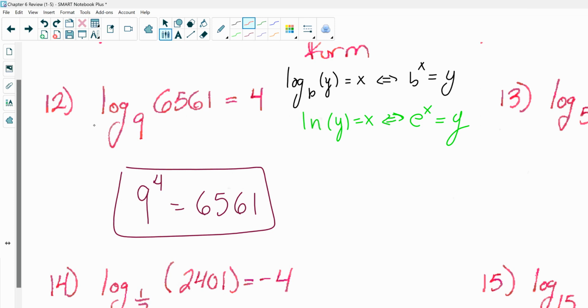And we did this with inverses. We could say that we put both sides to the base of 9. We use 9 because the base of the logarithm is 9. Because our 9 to the log base 9 would cancel, leaving us with the 6,561. The other side is 9 to the 4th. But that's it.